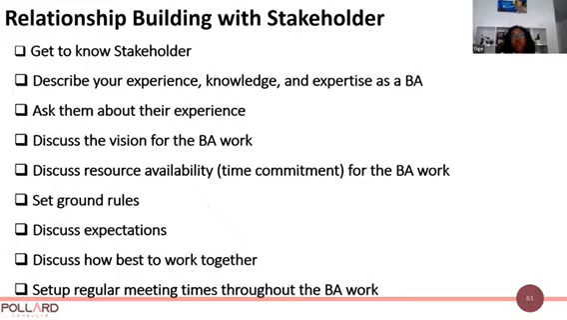Please sell yourself, because you want them to trust that you know what you are doing and that you can successfully work with them to help them achieve their goals. Also ask them about their experiences, and then you discuss the vision of the BA work at hand.